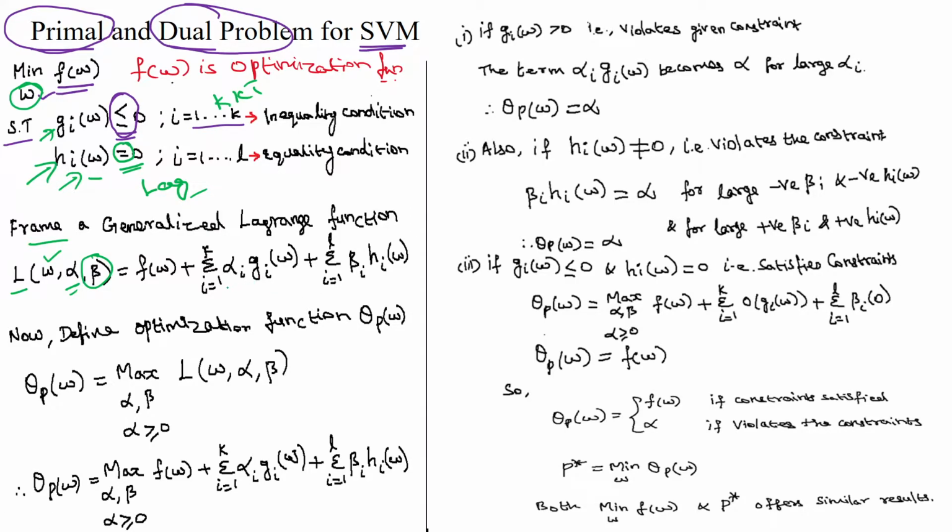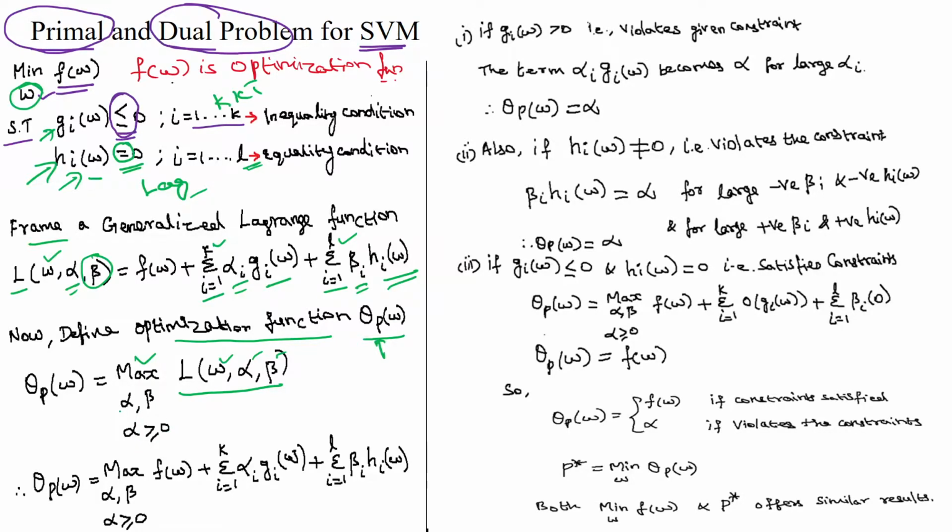When you are writing the equation over the samples from 1 to k, alpha is the parameter for the inequality constraints gi of w, plus i equal to 1 to l, the range of samples for the equality constraints. Here beta is the parameter for the equality constraint function. Now we will define the optimization function with respect to the parameter w as the primal problem. So now we are trying to maximize the value of the Lagrange equation with respect to w, alpha and beta.